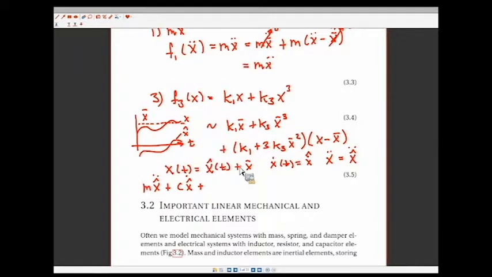Okay, then plus my Taylor series expansion carried out to first order. Okay, changing coordinates, right? So x minus x bar is equal to x hat. And then this all equals f bar plus f hat. And you'll see why I'm doing this in a second.